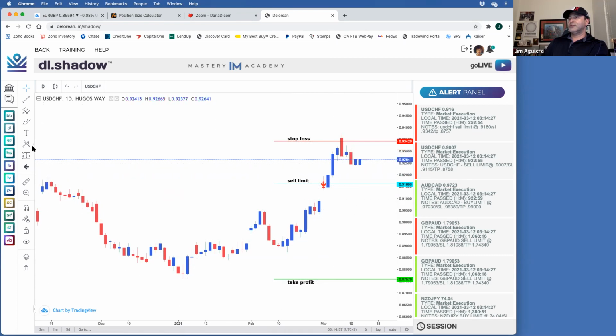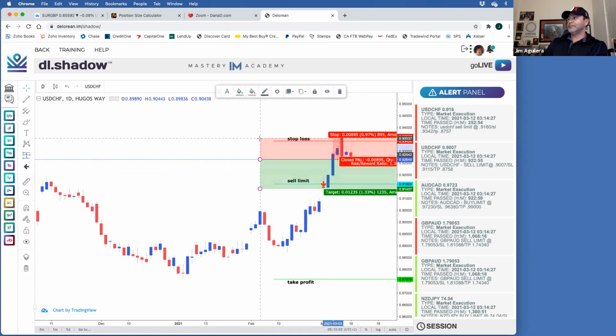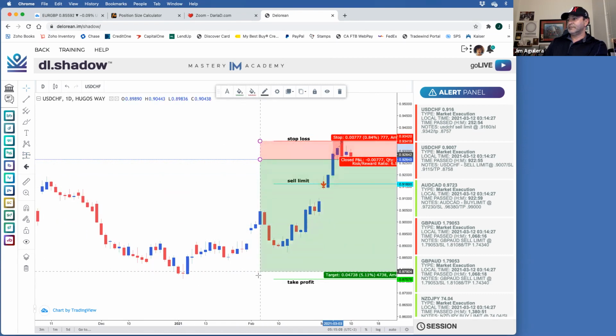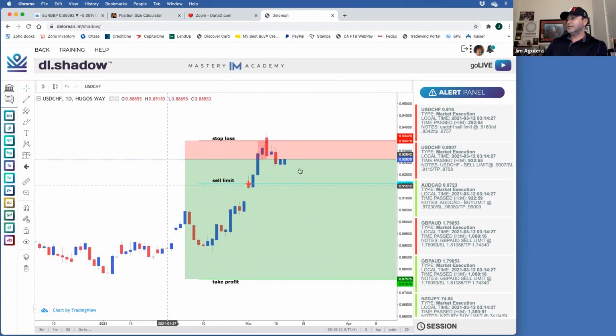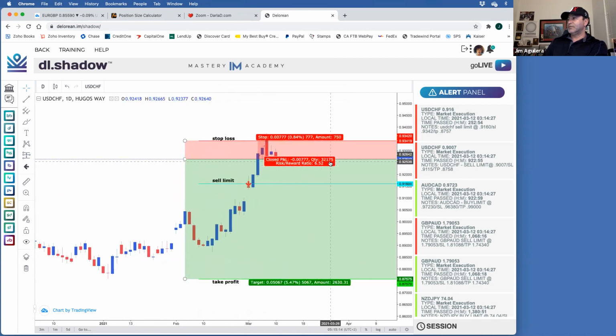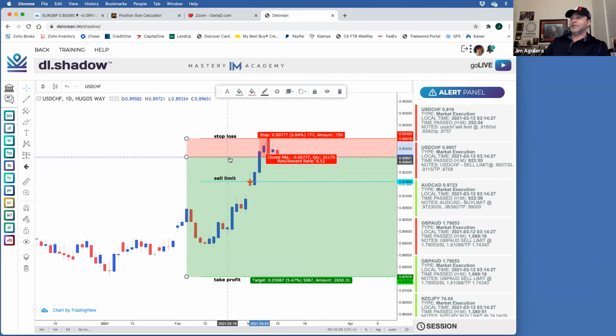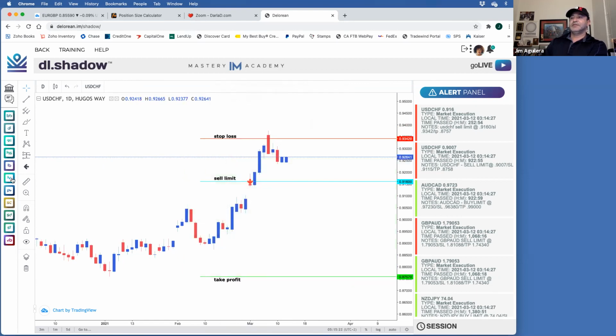So there's a few ways we could calculate this. We could put a short position tool on the chart there. And then as you can see, this is 77.7 pips. Or if we want, we could use the ruler.